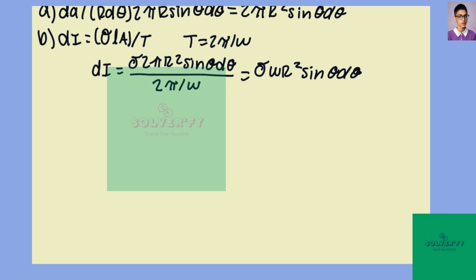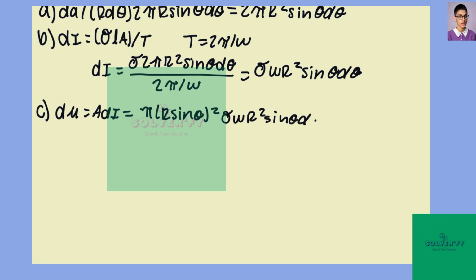So for part C, using the results from A and B gives you, let me move that down, A dI, which would be π times r sinθ squared times that σωr². And so that simplifies to be πσω r⁴ sin³θ.